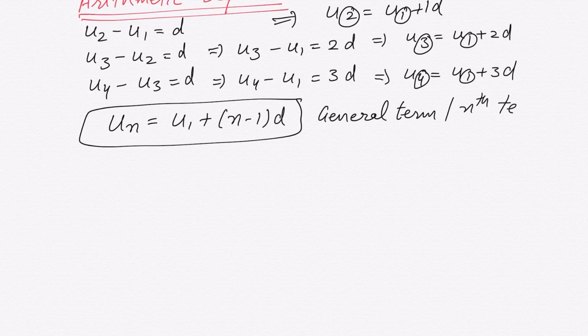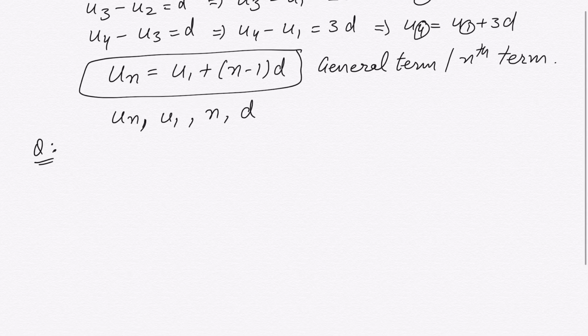I'll try to explain that this formula has how many variables? This formula has 4 variables, namely un, u1, n, and d. Now one simple kind of question which can be asked is that you can be given the value of 3 variables and you will be asked to calculate the value of the 4th variable, right? If the question is a little bit challenging, then you may be given the value of 2 variables out of 4 variables, and you may be asked to calculate the rest of the 2 variables.